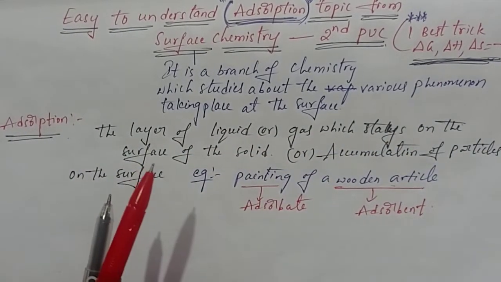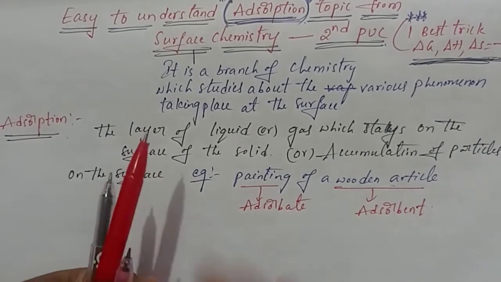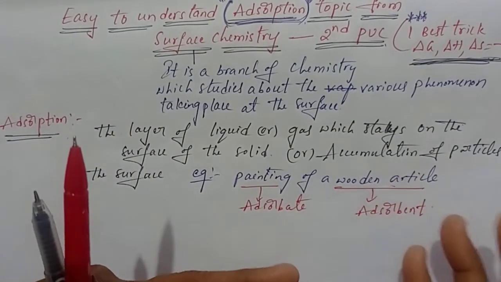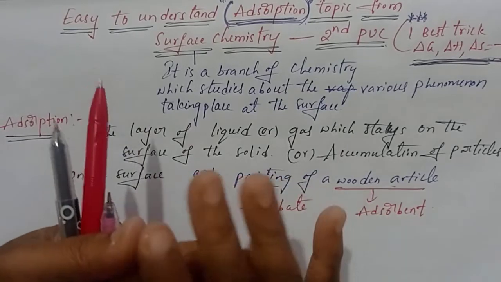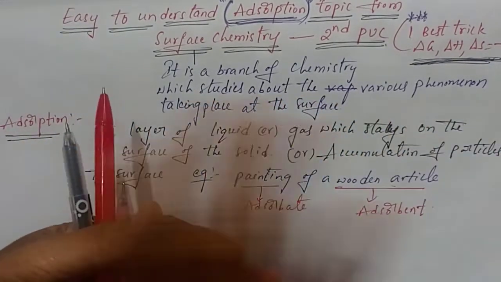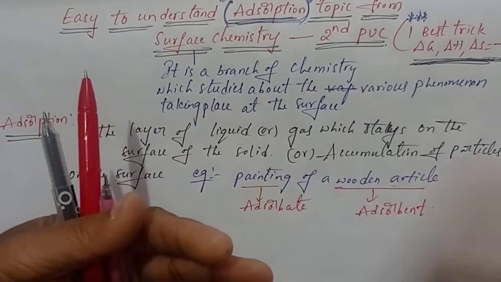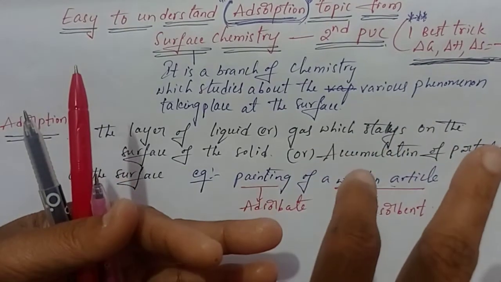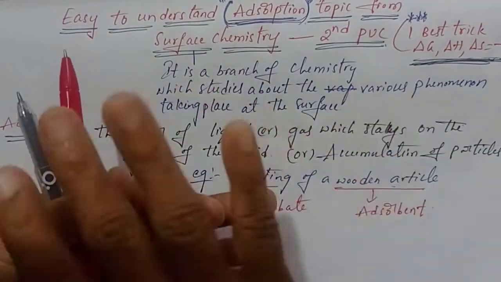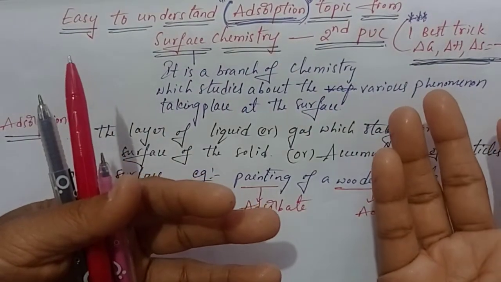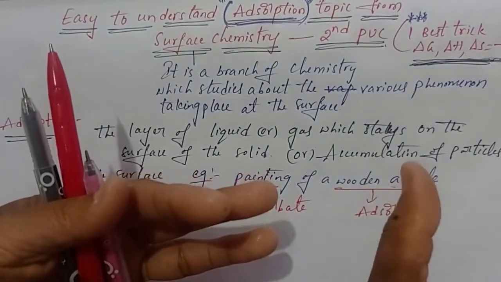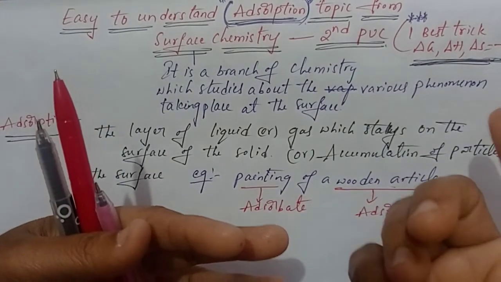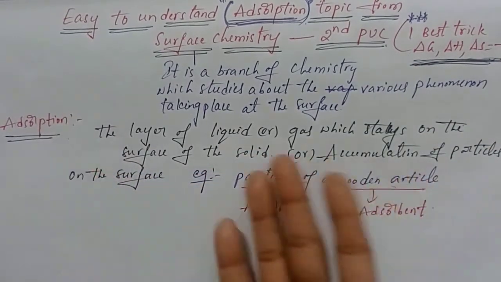We can take another example also: the settling of a layer of dust particles on furniture. If you observe the furniture in your classroom, students, so many dust particles will be there, correct? That means the dust particles are adsorbed, that is, they settle on the surface of the furniture. That is nothing but adsorption.